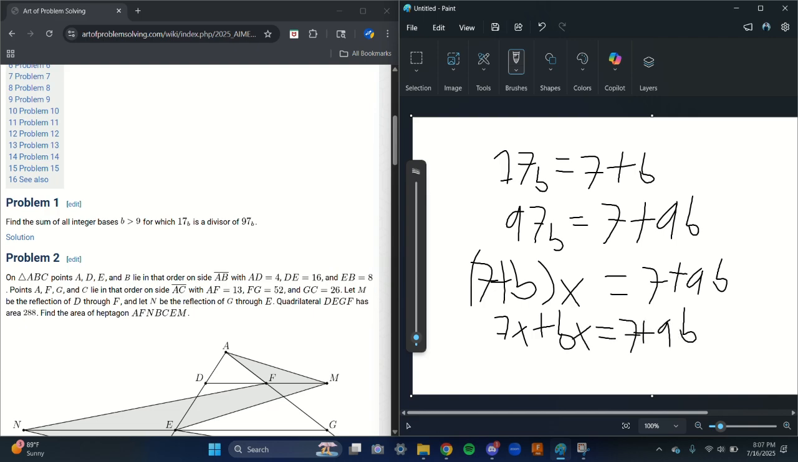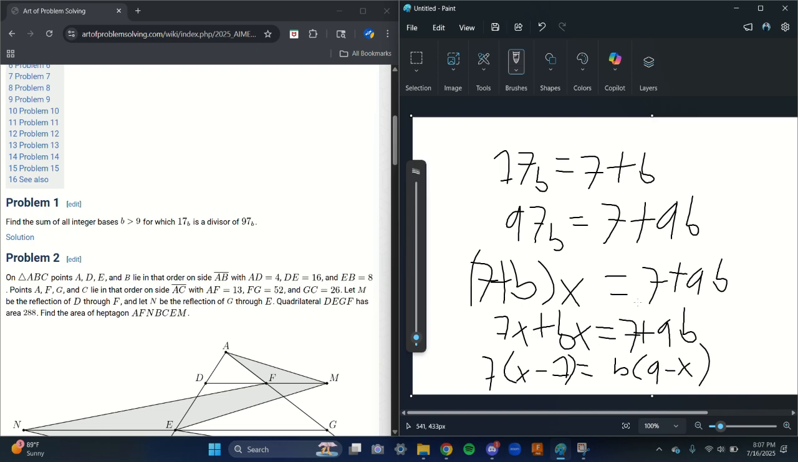Now, move the 7's and b's over and factor to get 7 times x minus 1 equals b times 9 minus x. Okay, so the problem says that b has to be greater than 9, and for the least value of x, x has to be greater than or equal to 6 at the minimum, and x has to be less than 9. So we essentially only have to test 3 main values for x, which are 6, 7, and 8. And 6 won't work because we'll get a fraction.